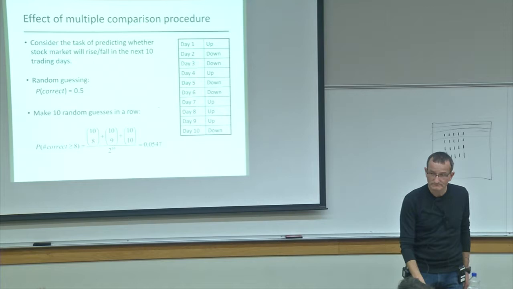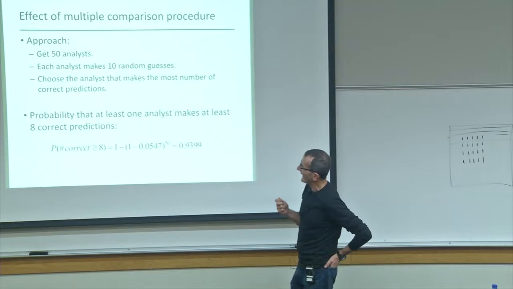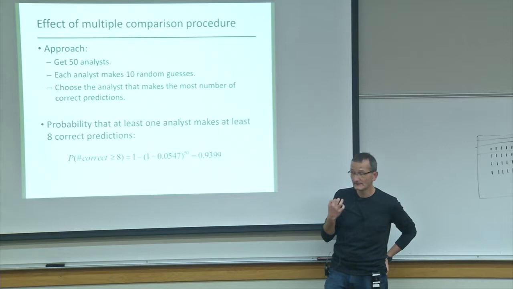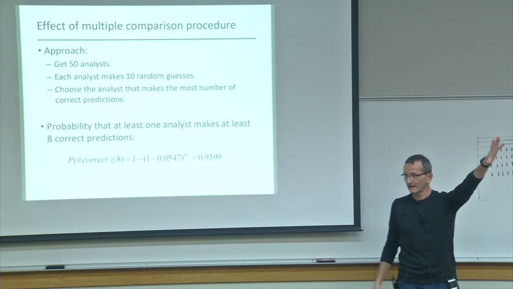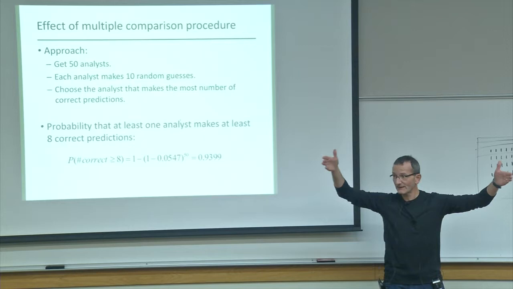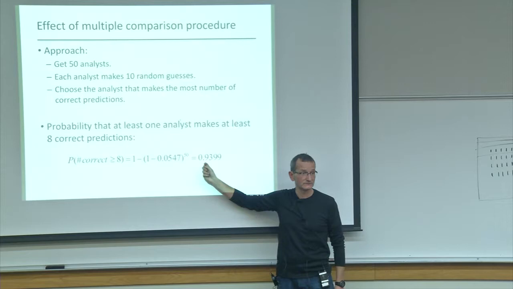Now, let's get 50 analysts, like stock analysts, and each analyst makes 10 random guesses, and you choose the analyst that makes the most correct predictions. Then the probability that at least one analyst makes at least 8 correct predictions is 0.9399. In other words, you pull 50 analysts, each makes 10 random predictions, and each random sequence of 10 has only a 5% probability of being correct at least 8 times. If I ask for the max out of those 50, the probability is roughly 0.94. You guys agree with that? Okay.